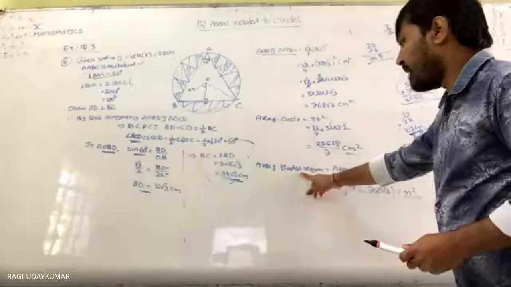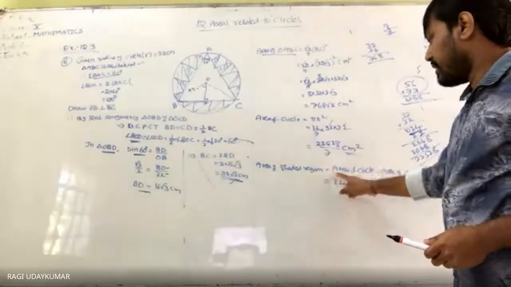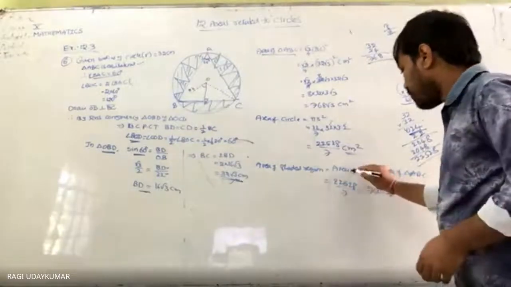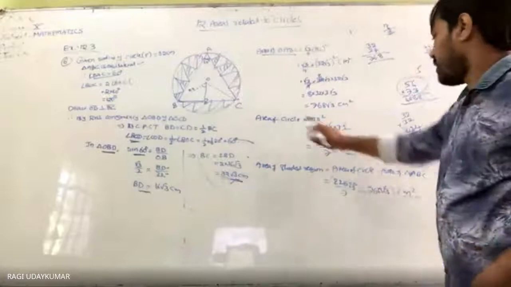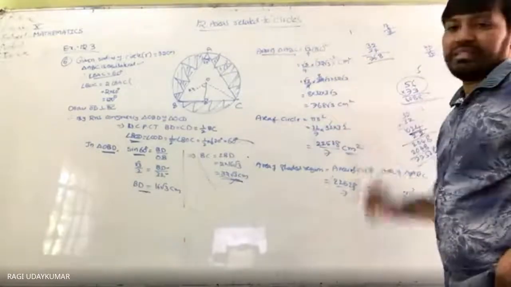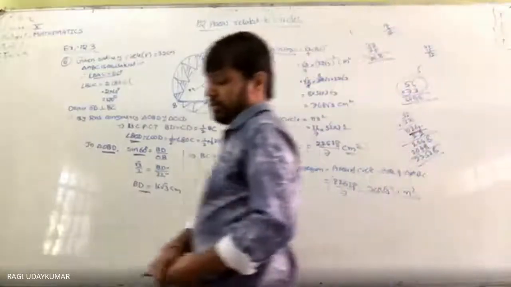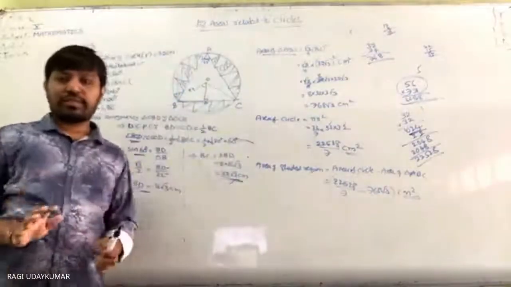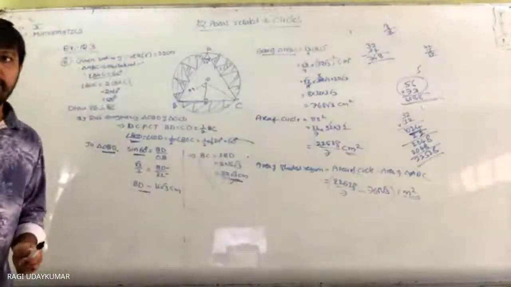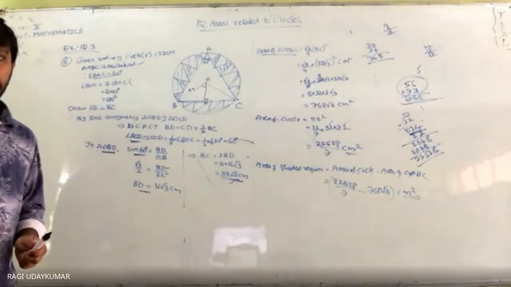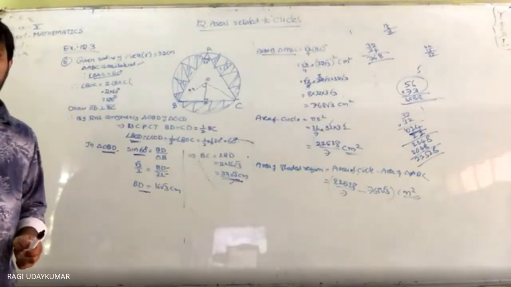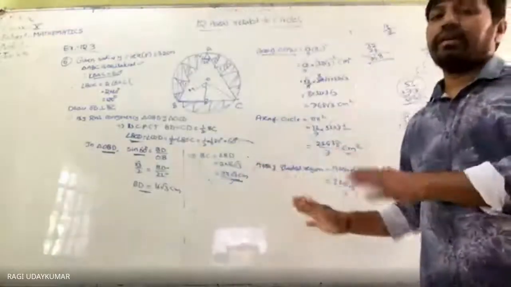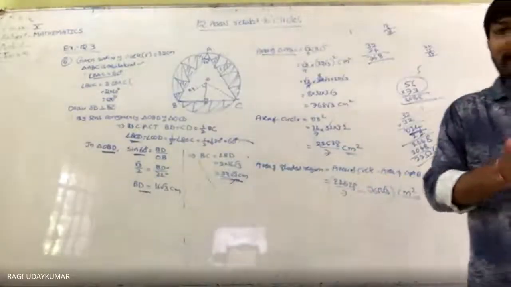Area of the shaded region is equal to the area of the circle minus the area of the triangle. Okay, sir. Okay? Did you understand? Did you understand the problem? Okay? Yes, sir. Once, if you want, you can see the solution like this. I'll give you 1 minute.